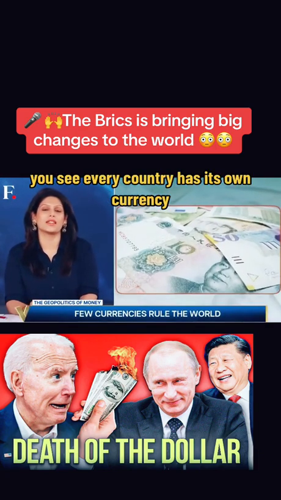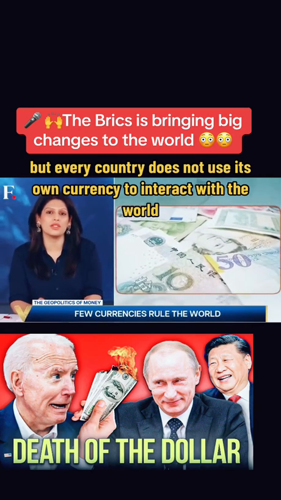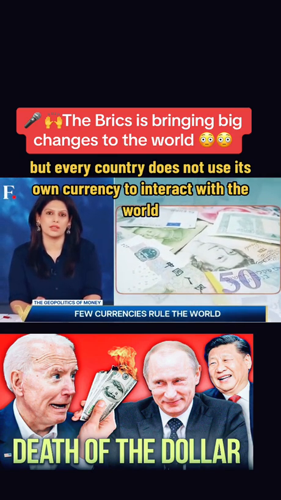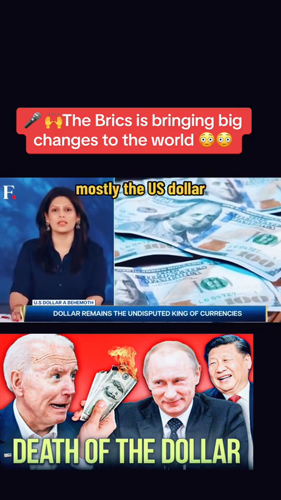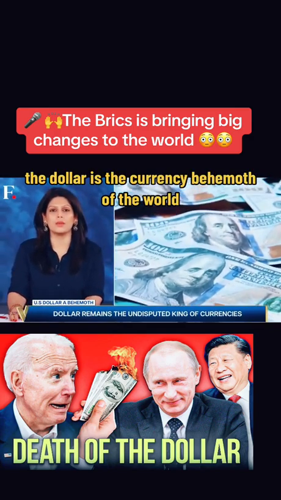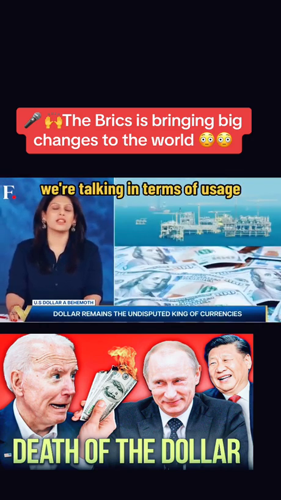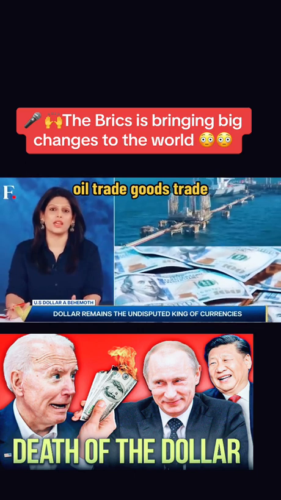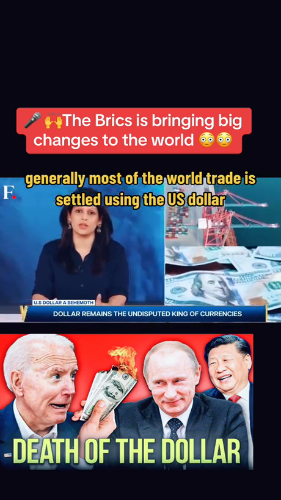You see, every country has its own currency, but every country does not use its own currency to interact with the world. So which currency do they use? Mostly the US dollar. The dollar is the currency behemoth of the world. No currency comes close to it. We're talking in terms of usage, oil trade, goods trade. Generally, most of the world trade is settled using the US dollar.